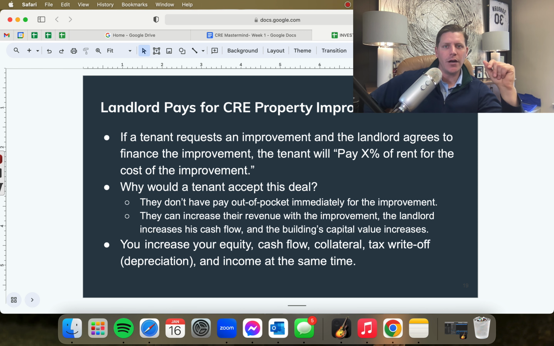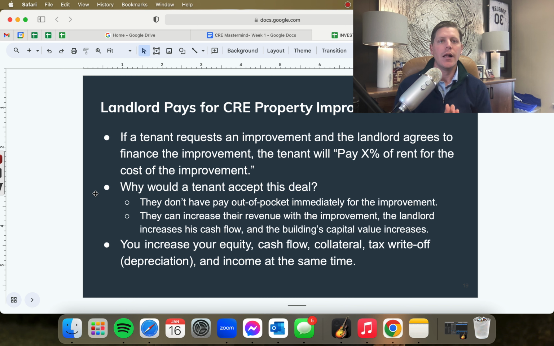Initially, you're probably thinking, off the hook, why the heck would I do that? But let's just describe why somebody would accept this deal. Why would the landlord accept it, and why would the tenant accept this? Well, number one, the tenant wants to do this deal because they don't have to come out of pocket immediately for the improvement. They can increase the revenue with the improvement. For the landlord, I increase my cash flow, and the building's capital value increases.